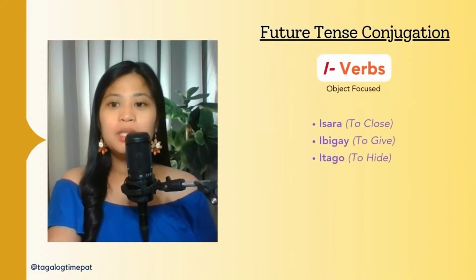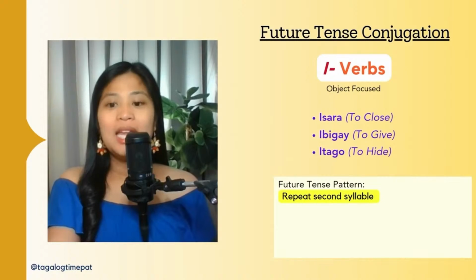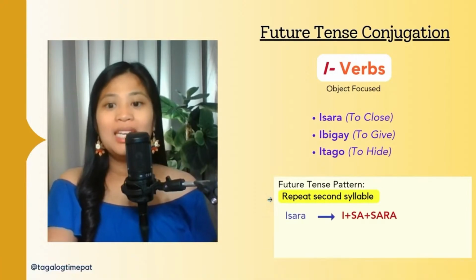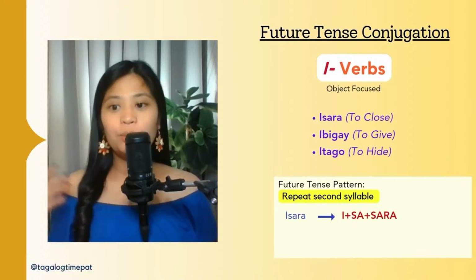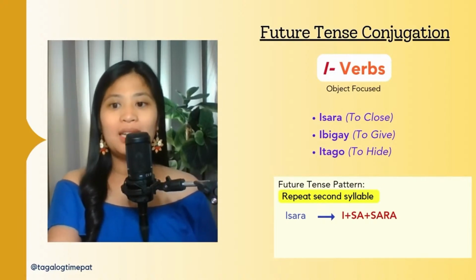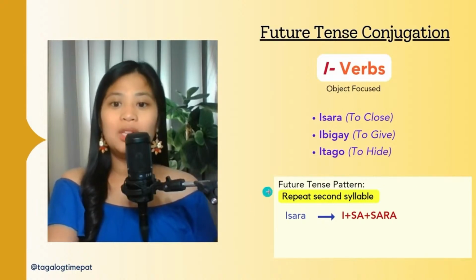Lastly, verbs. Some examples are isara, to close, ibigay, to give, itago, to hide. Now, for the future tense conjugation of verbs, you would just repeat the second syllable. Isara, to close, becomes isasara. Isasara ko yung pinto. I will close the door. Isasara. You just repeat the second syllable. You give it a try. What do you think ibigay, to give, and itago, to hide, will be in the future tense? Just follow this pattern.